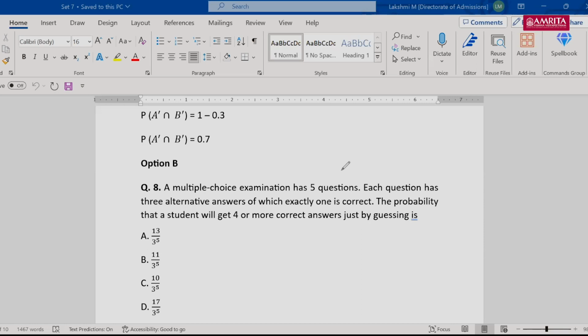I'll give you 1 minute. A multiple choice examination has 5 questions. Each question has 3 alternative answers, of which exactly one is correct. The probability that a student will get 4 or more correct answers just by guessing is. Now it's B. How come it is C? Just check it again. There might be small, silly mistakes that you are making. I don't know which is the answer actually, but I don't think it's C. Let's check without delay.